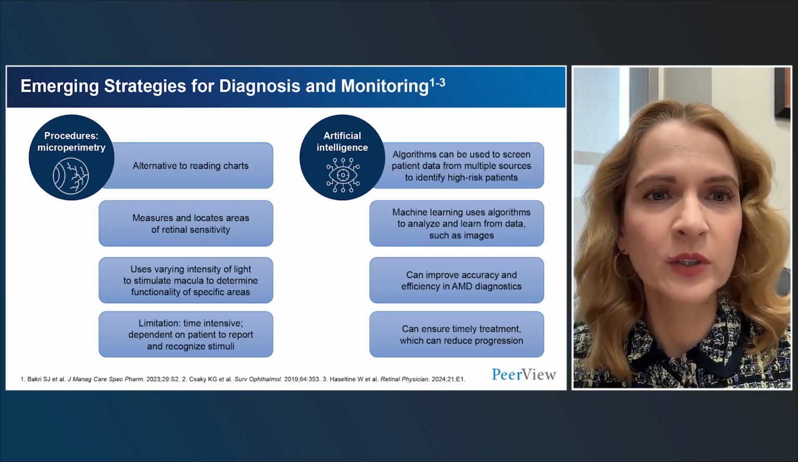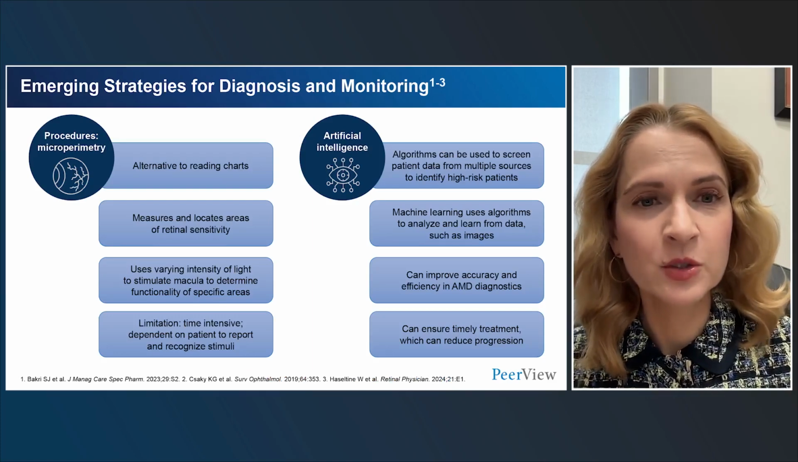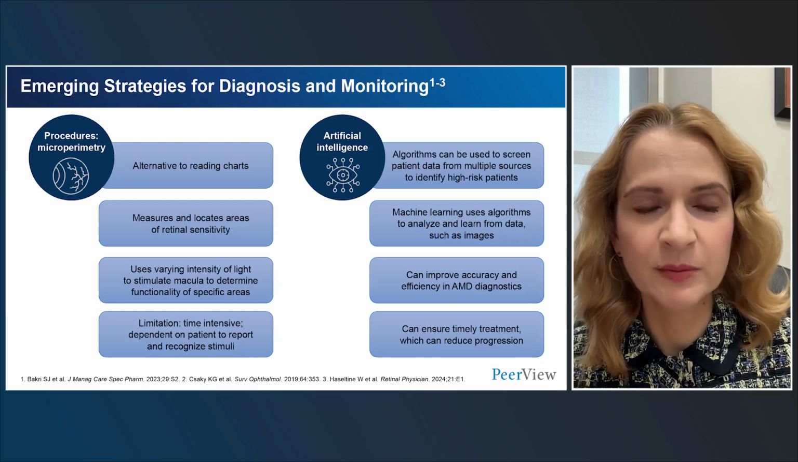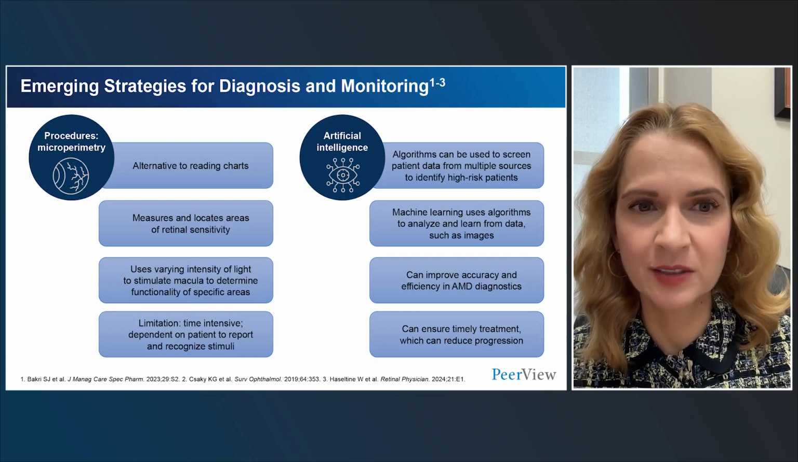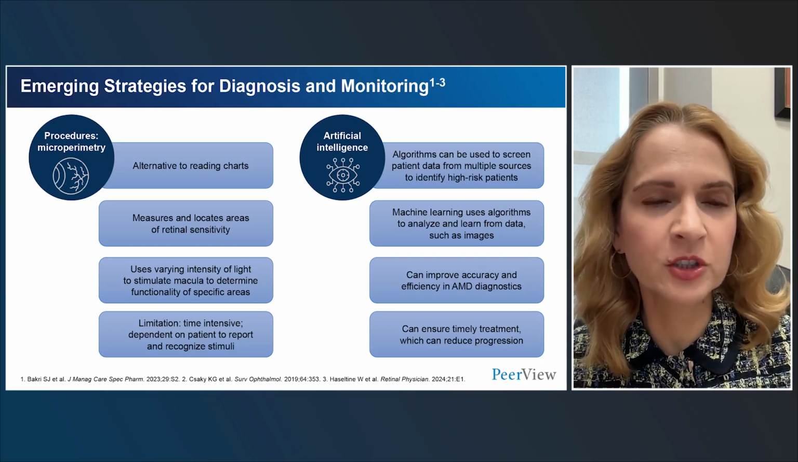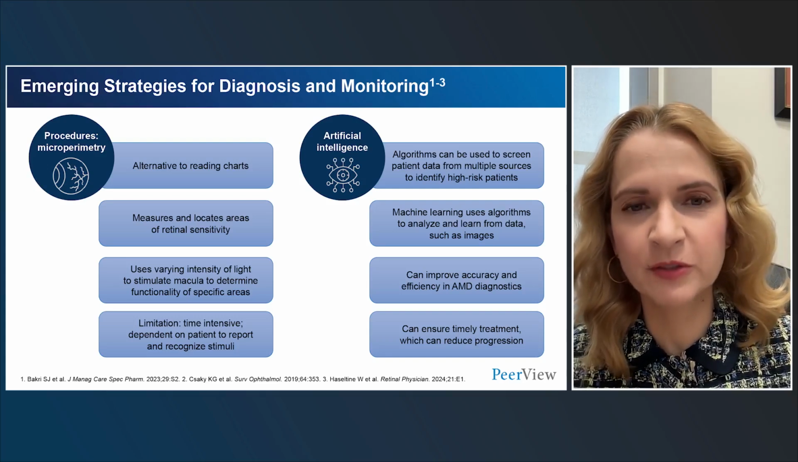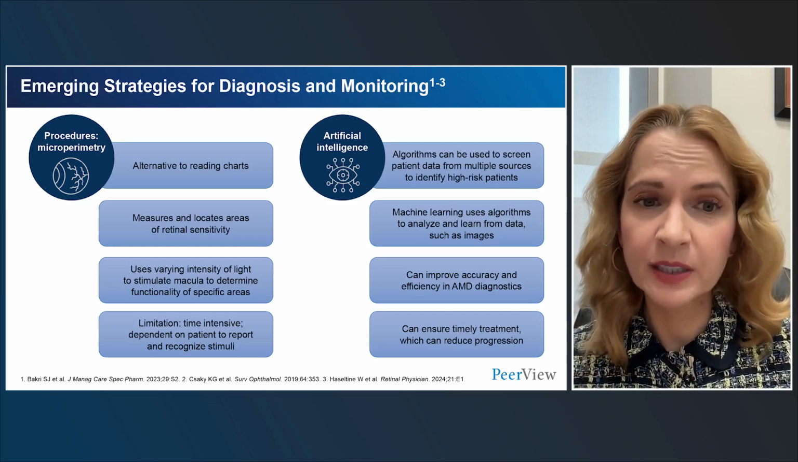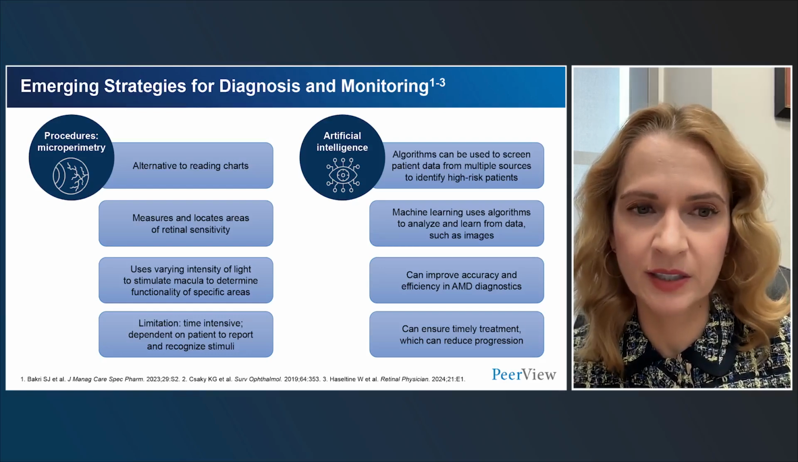In geographic atrophy, we now have emerging strategies for diagnosis and monitoring the disease. Visual function can be monitored using microperimetry as an example. This is an alternative to reading charts. It measures and locates areas of retinal sensitivity or retinal sensitivity loss in the back of the eye. It uses varying intensity of light to stimulate the macula in order to determine functionality of specific areas. This is similar to a peripheral visual field test, except it focuses on the macular area. The limitations are that it is time intensive, and it's dependent on the patient to report and recognize stimuli.